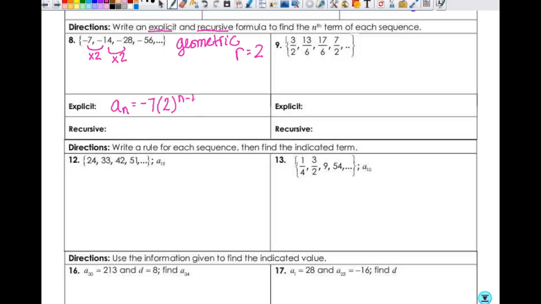Recursive is when you're pretty much just explaining the pattern. So I'm multiplying by 2 every time. If you know that's the pattern, you can find the next term if you have the one before it. So I have to define the first term. The first term is -7. To find any other term, like a sub n, whatever term I want, I have to have the term before it, which is a sub n minus 1, times 2. We usually put the multiplication in the front, so it's 2 times the term before it. That's how you explain it, and that's what this says right here.